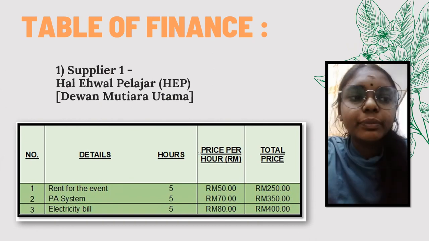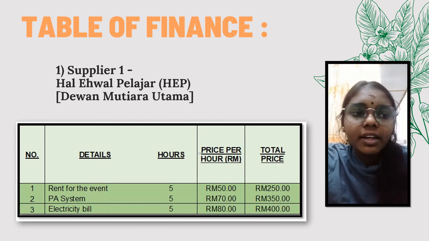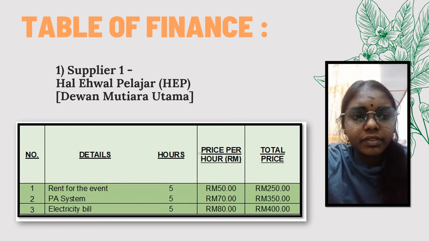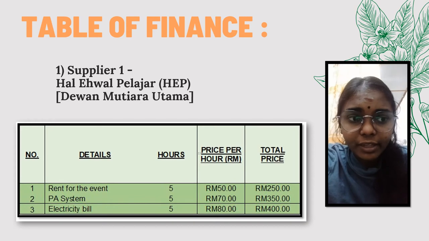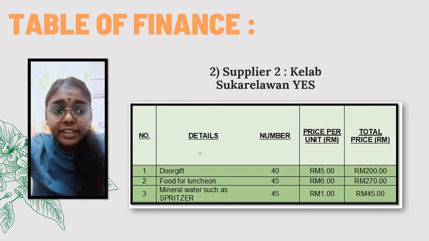Of the finance table: for supplier 1, it is all our Pelajar HAP Day 1 Mutiara Utama. These are the number details of the table and finance. We adjust the rent of the event, PA system, and electricity bill. Table and finance, supplier 2: they prefer Club Sukarela 1 YSE.